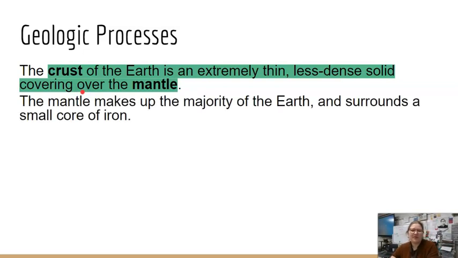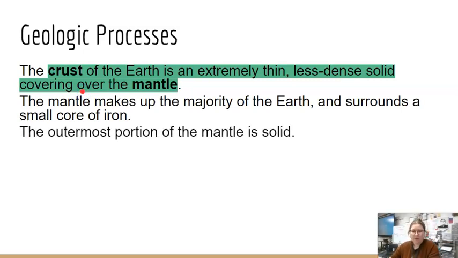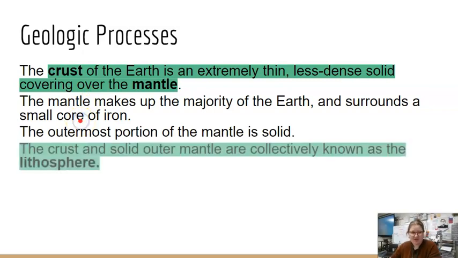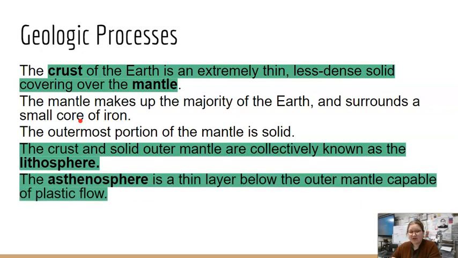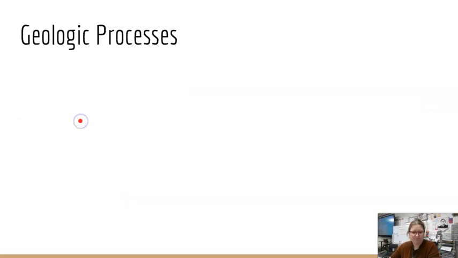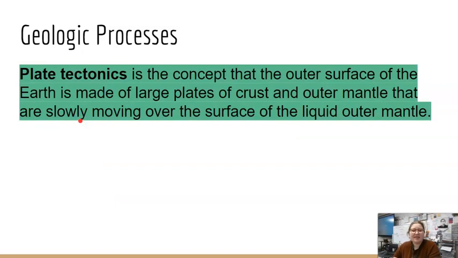And then the mantle makes up the majority of the earth and surrounds a small core of iron. The outermost portion of the mantle is solid. That portion is right under the crust. And the crust and solid outer mantle, like I said, are known as the lithosphere. The asthenosphere is a thin layer below the outer mantle capable of plastic flow. And then plate tectonics is the concept that the outer surface of the earth is made up of large plates of crust and outer mantle that are slowly moving over the surface of the liquid outer mantle.